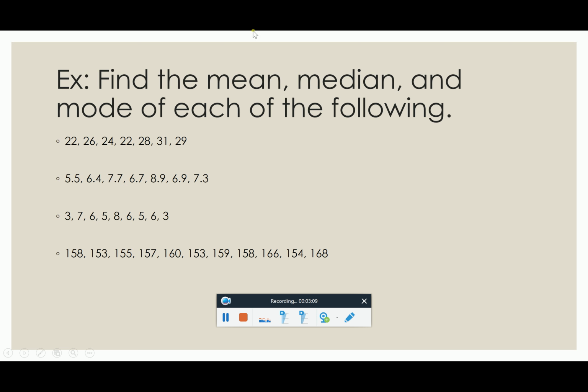All right, so for the next one, I want you guys to find the mean, median, and mode for all of these. I'm just going to go ahead and give you guys the answers. And so if you have questions about these, please email me. I'll be happy to help you. So the mean for the first one is 26. The mode was 22. And the median you should get after you guys practice this is 26.